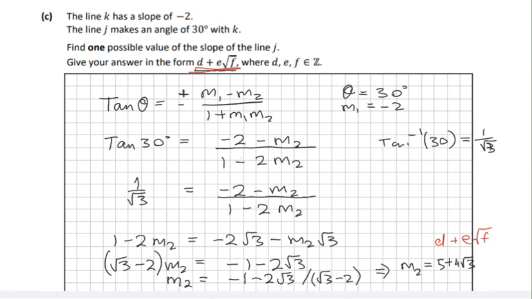And that's question 2 of the 2022 Leaving Cert higher level paper.